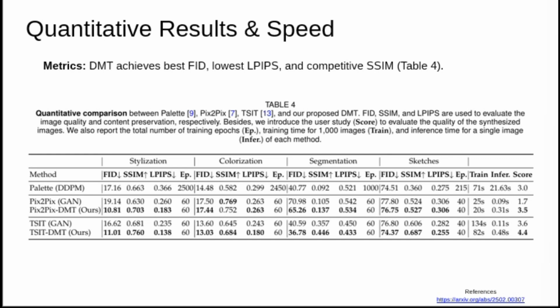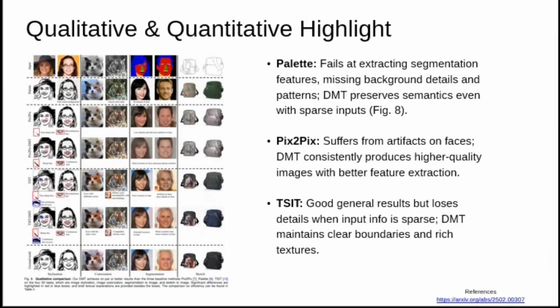The bigger difference is efficiency. Palette needs 71 seconds to train on 1000 images, whereas it takes 21 seconds to generate just one image, a huge difference. In contrast, DMT takes less than a second per image. Visually, in figure 8, as shown on this slide, Palette results lack texture and have flat colors or blurry edges, while DMT keeps sharp lines, richer textures, and smoother transitions.